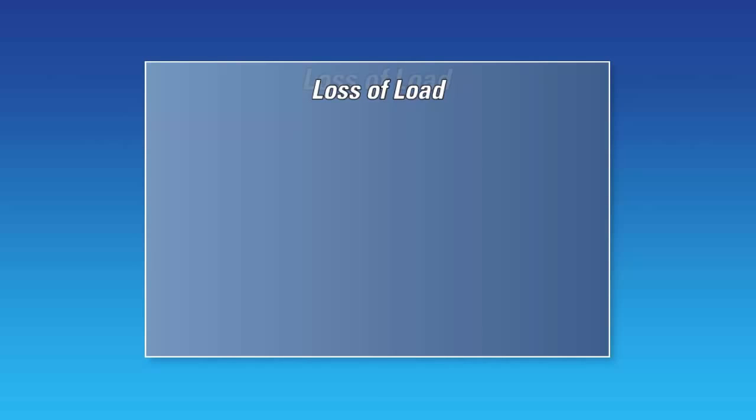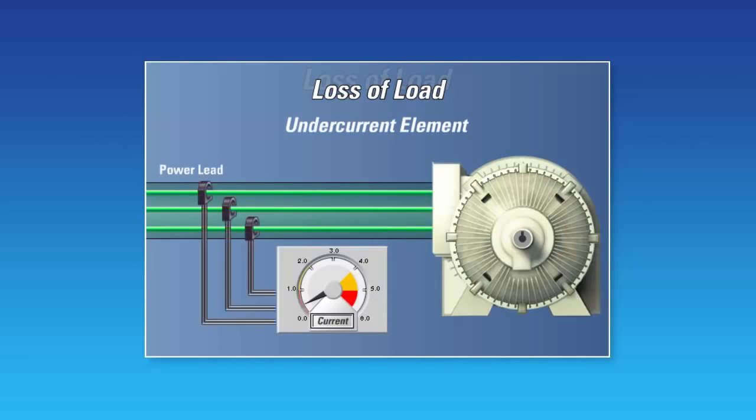Undercurrent or underpower are 2 ways to detect a loss of load. The undercurrent element can be used to detect a loss or decrease of motor current as a result of the loss of load, such as the loss of suction in a pump application or a broken conveyor belt.